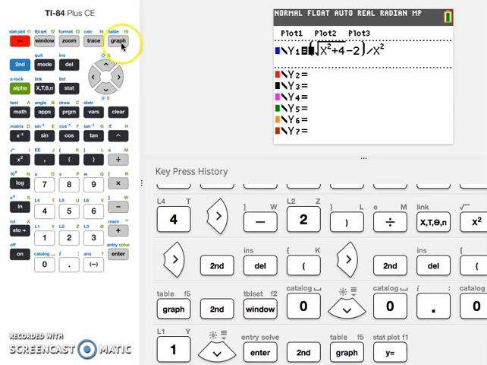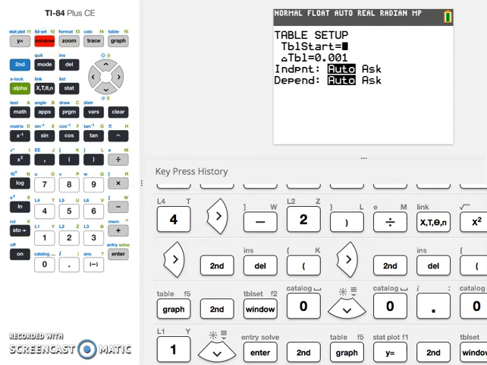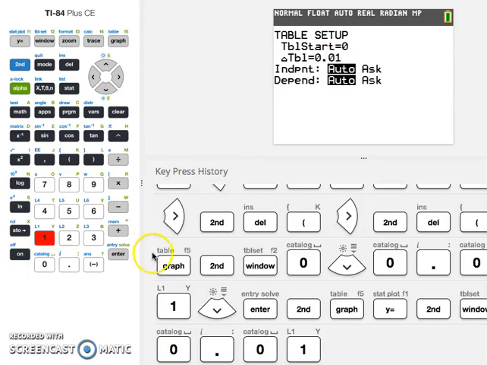Okay? So the way that we do that is we go to second level, and then above the window key, you will see the table set. So we're going to go second level window, and it says table setup. We're going to set our table start to equal 0, which it already is. Then you can just arrow down here, and remember, that triangle means change. So we're going to change our table by a value of first 0.01. I'm just going to type in 0.01 and hit enter. Okay, and now it's changed that. We're going to leave the independent and the dependent variable at auto. We'll talk about what the ask key means a little bit later.